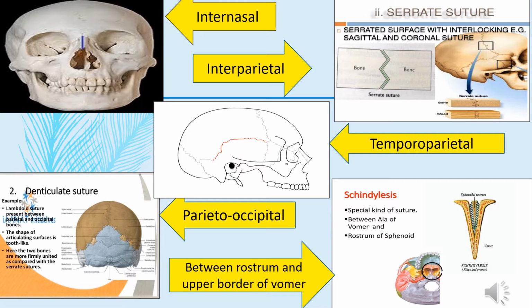So let's see the examples for the same. First one, plain suture. The joint between your nasal bones, that is the internasal joint, is the example for the same. Serrate suture, the joint between your parietal bones, that is the interparietal joint. Squamous suture, that is a joint between temporal bone and a parietal bone. And denticulate, you can see in the diagram, it is the joint between parietal and occipital bone. And shindylisis, it is the joint between rostrum and upper border of vomer.